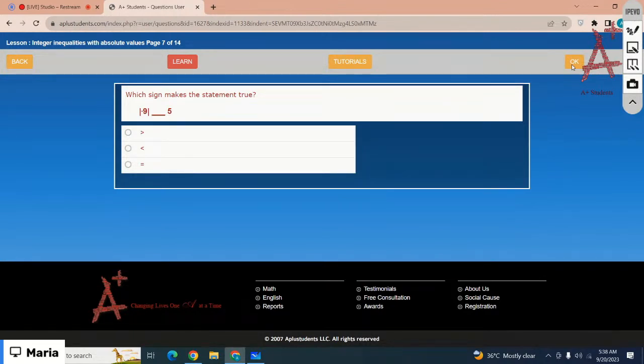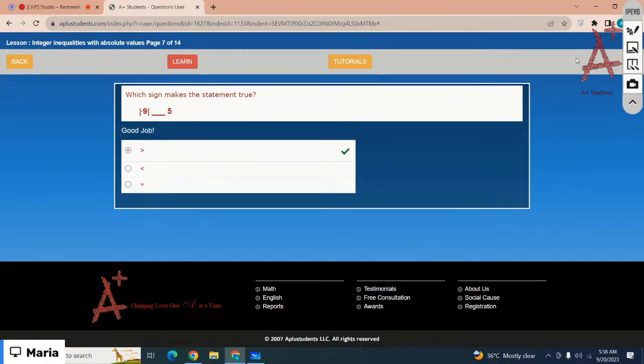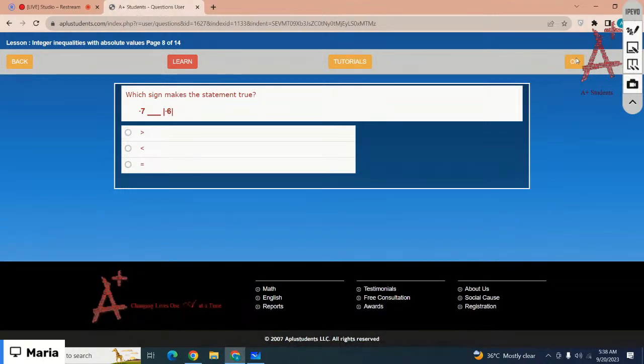Which sign makes the statement true? Absolute value of negative 9 is 9 and 9 is greater than 5. The correct option is greater. Which sign makes the statement true? Yes, that would be the less one. Very good.